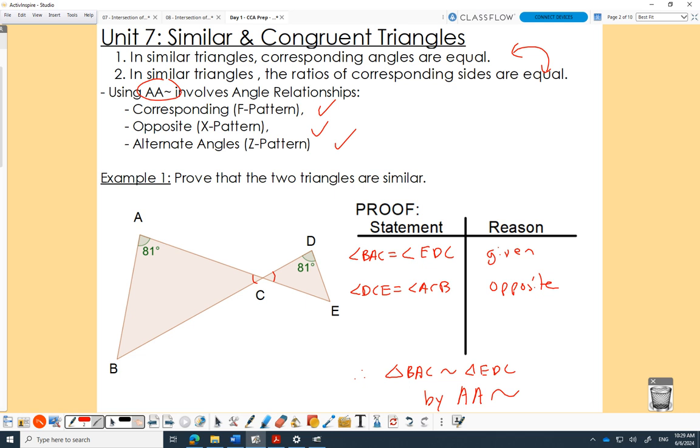Austin, question. What's similar? Right here. Angle similarity. And angle similarity says once you've got two angles the same, that third angle is going to be the same. Okay. Because they have to add up to 180. And now I know the triangles are similar. Because the big fact at the start here, in similar triangles, corresponding angles are equal. All the angles are equal.